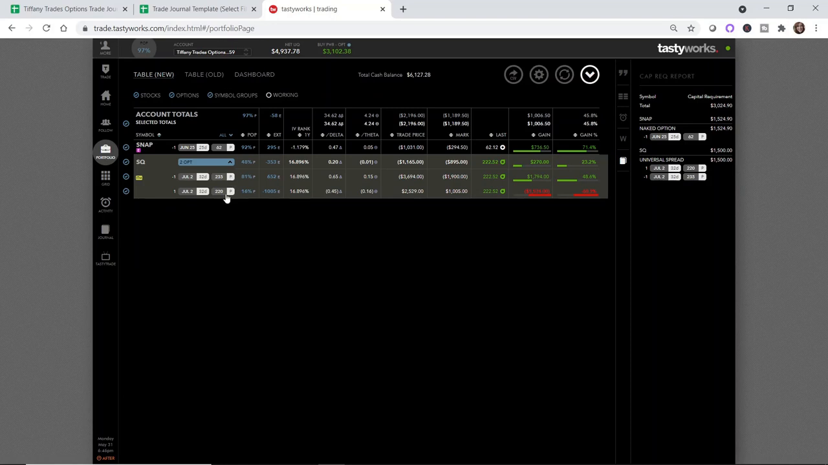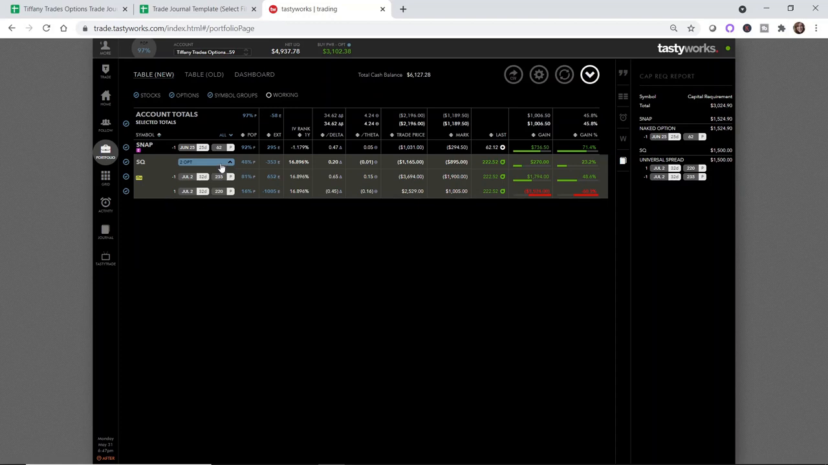I have since rolled it again, and it is now a $1,500 wide put credit spread, but I am still bullish on Square. I still have the same outlook on Square, and I have no problem holding this put credit spread this wide. But I am not going to be opening any more trades in this account until one or both of these is closed. So that's where I am for these two trades right now.